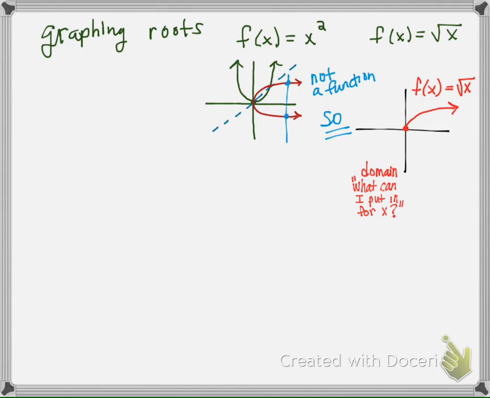That's the question you should be asking yourself. What can I put in for x? Because everything has to be put in real numbers. You can't get imaginary numbers. And so we're not allowed to put just anything we want in for x. Can anyone describe for me what we're not allowed to put in for x?